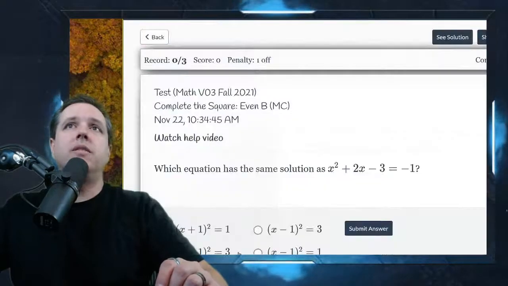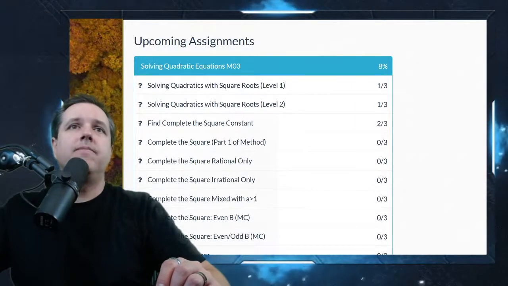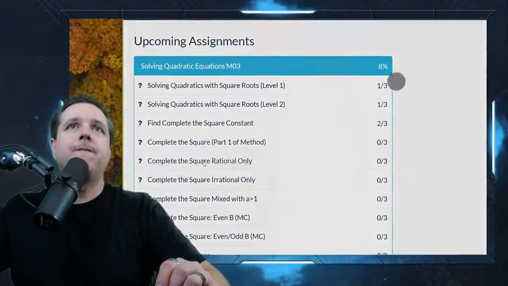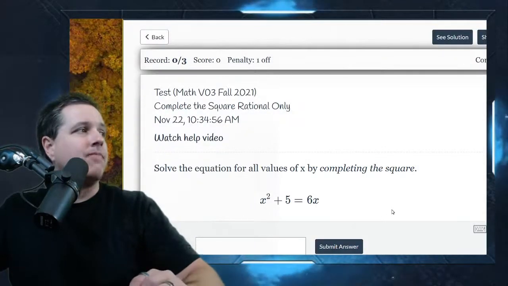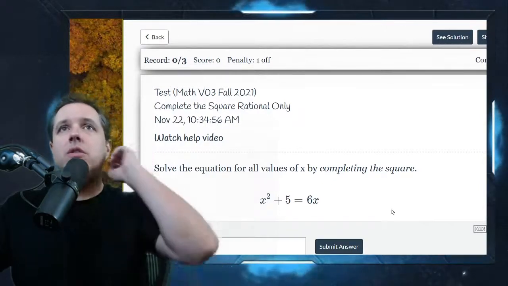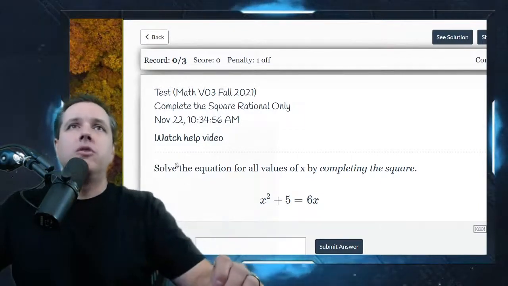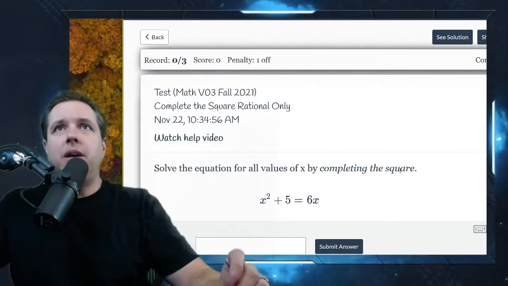Let's do one of these. Oh, wait, that's not what I want. Here we go. Let's do this one. Okay, solve the equation for all values of x by completing the square.